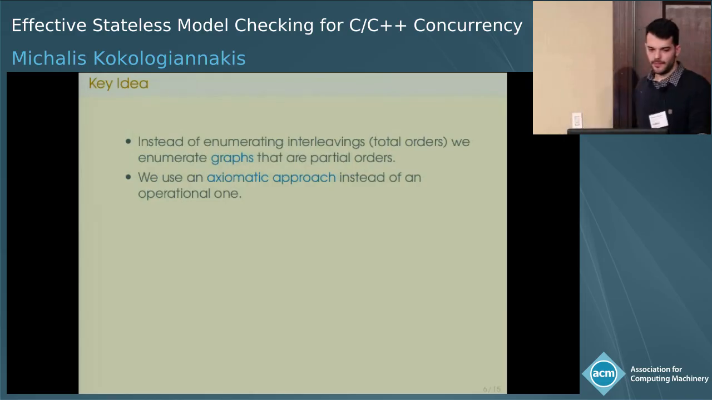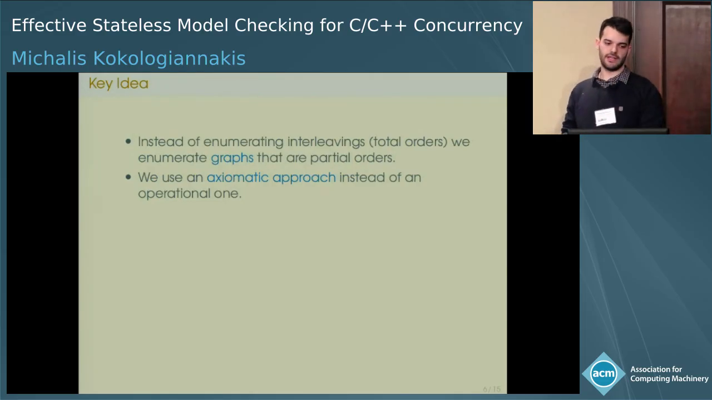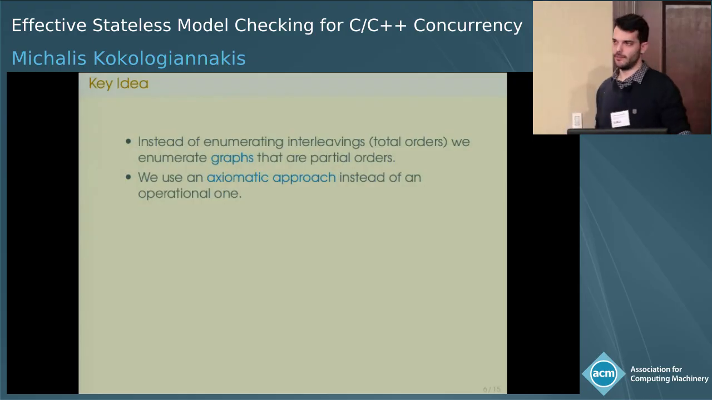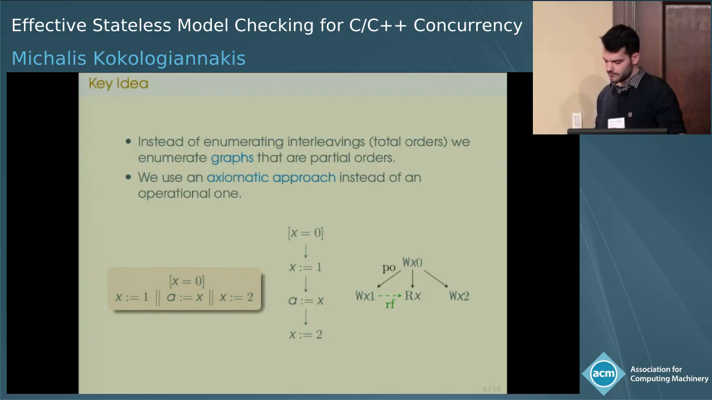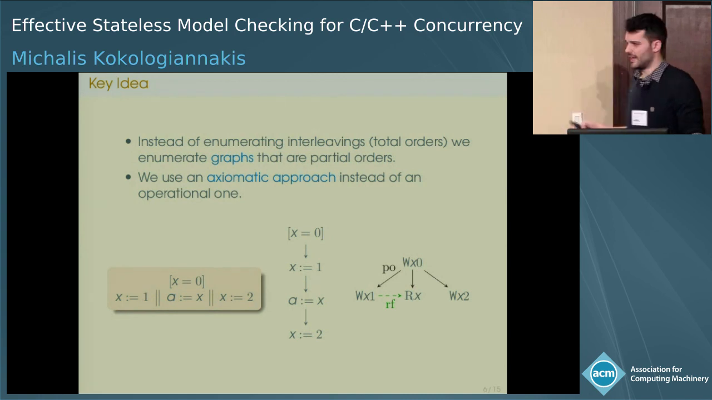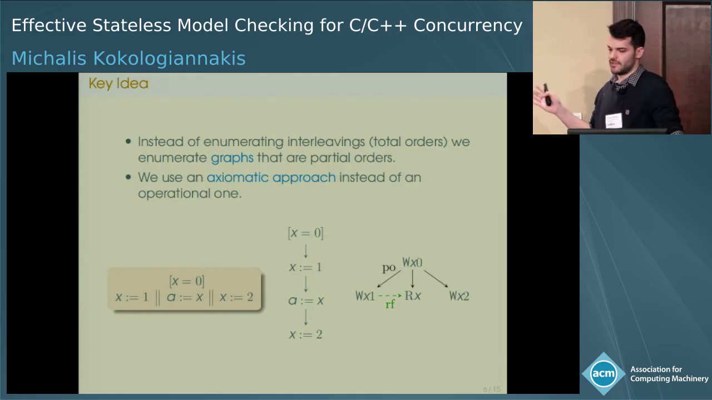So the key idea behind our approach is that instead of enumerating interleavings, which are just total orders on the events of a given concurrent program, we enumerate execution graphs, which are partial orders. And we use an axiomatic approach to do that. So for example, for this simple program here, one trace could be this, where X is initially 0, and there are 3 threads. The first thread is executed first, then the second, then the third. We can suppose that all accesses are release-acquire or relaxed.